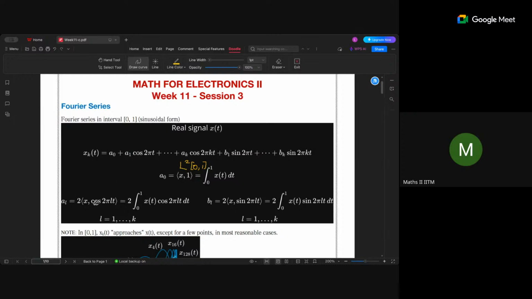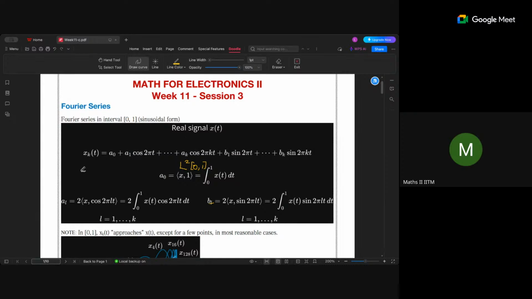And AL is 2 times the inner product of x comma cos 2 pi lt. For l equal to 1 it is just 2 pi t, which is 2 times the integral from 0 to 1 of x of t cos 2 pi lt dt. Same way for BL, instead of cos you just have sine. So this is your xk. And what we have seen about this xk is that in the interval 0 comma 1, xk of t approaches the signal x of t, maybe except for a few points.